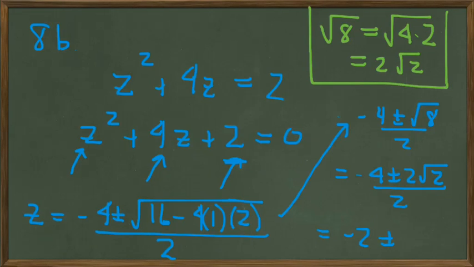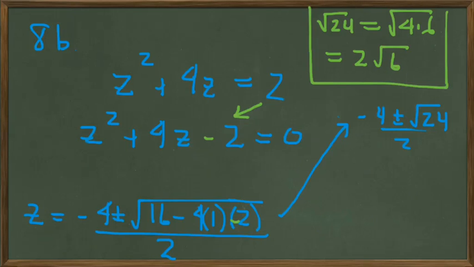I'm sorry, I made a mistake on this, so let me correct it. When we move this 2 over to the left side, that should be a minus 2 here, which puts a minus 2 here, which makes it under the radical 16 plus 8, square root of 24. We write that as square root of 4 times 6, bringing out the 2.